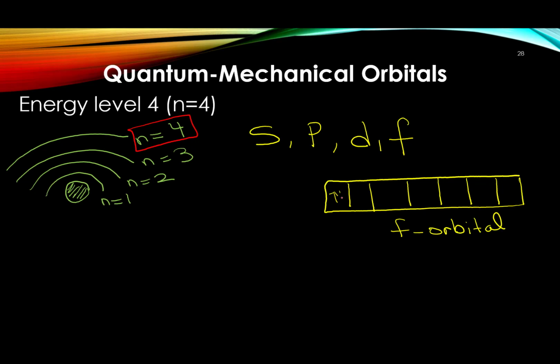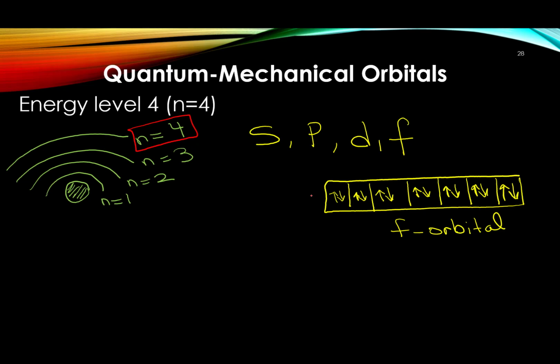And what's the total number of electrons we could have? It's 14. Then in each orbital, we could have a maximum of 2. We have 7 orbitals. 7 times 2 is 14. Okay.